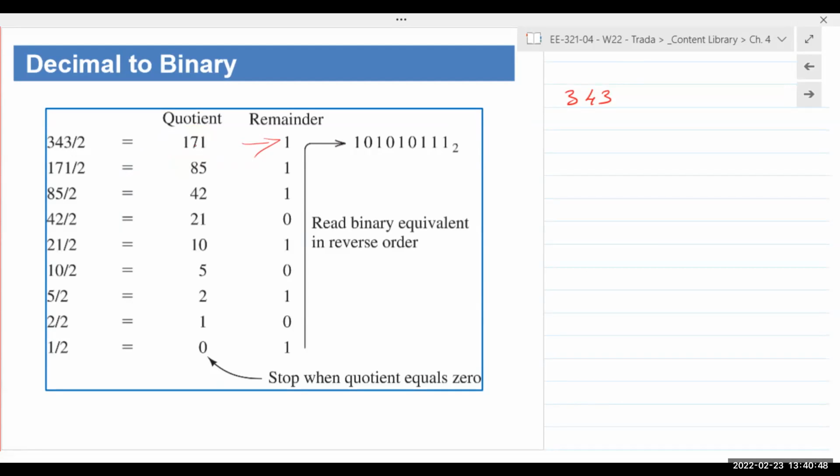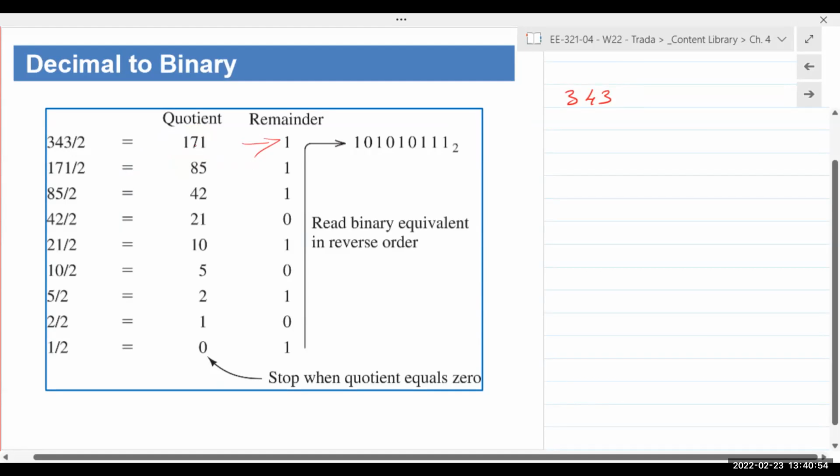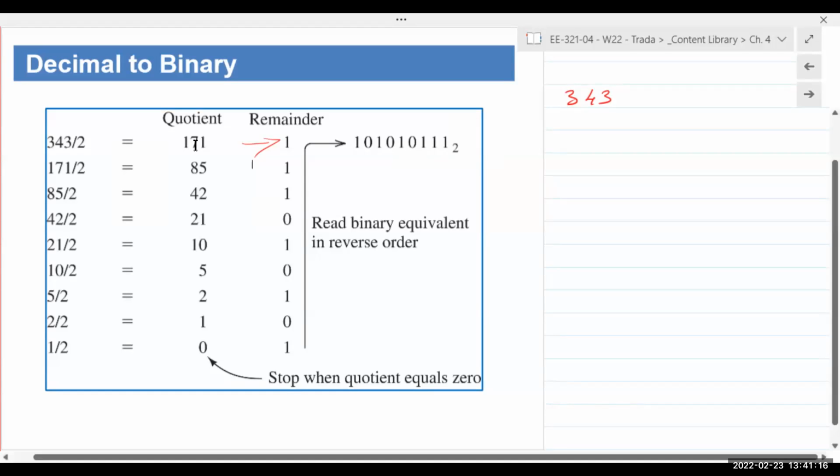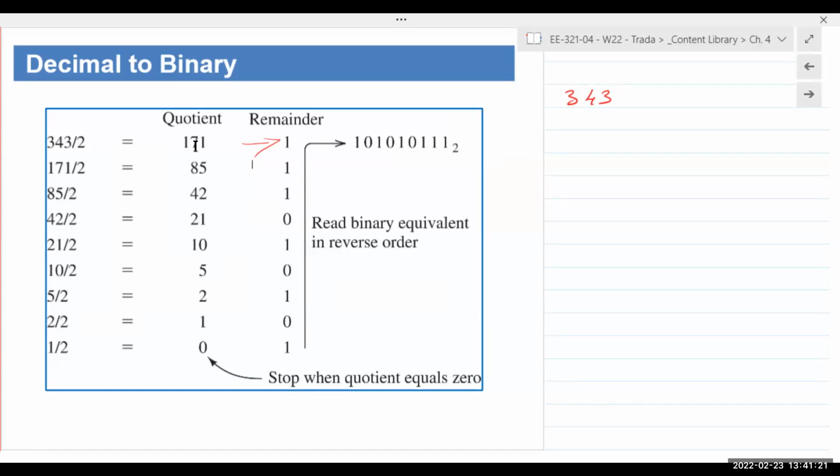Make sense? You take any decimal number and divide it by 2, since the base is 2, and keep dividing the quotient by 2. So 343 divided by 2 gives you 171, with 342 accounted for, so the remainder is 1. Whenever you have an odd number, the remainder is always going to be 1. Then 171 divided by 2 gives you 85, remainder again 1. 85 divided by 2 gives 42, remainder 1. But 42 divided by 2 gives 21, remainder 0.